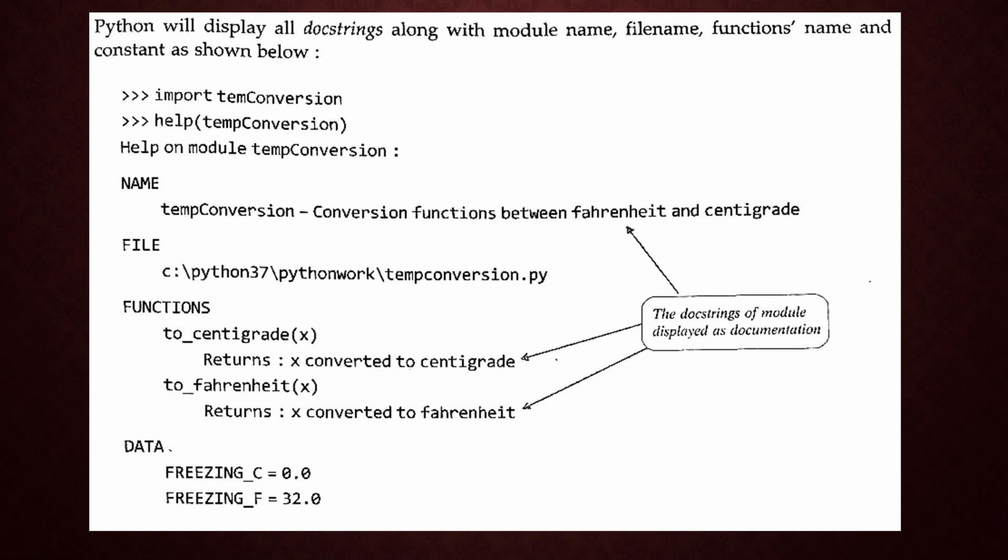The docstrings are the three docstrings used in our previous program, temp conversion. The first one is under the conversion function between Fahrenheit and centigrade. Next, we used two docstrings: one under to centigrade and the other under to Fahrenheit. So there are three docstrings, and they will be displayed whenever you use help on the module temp conversion.